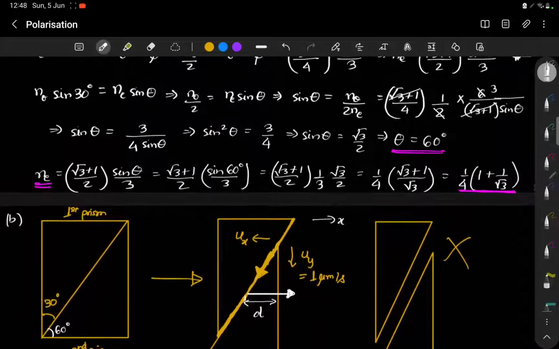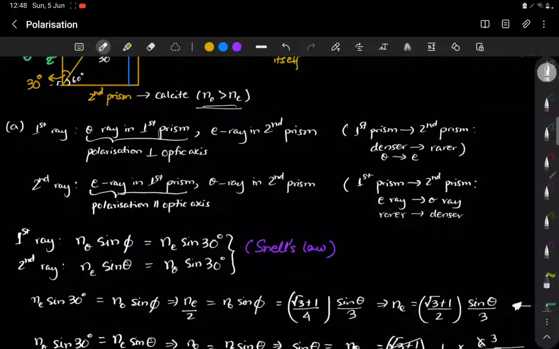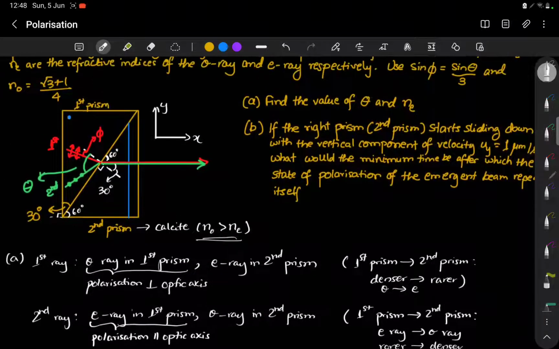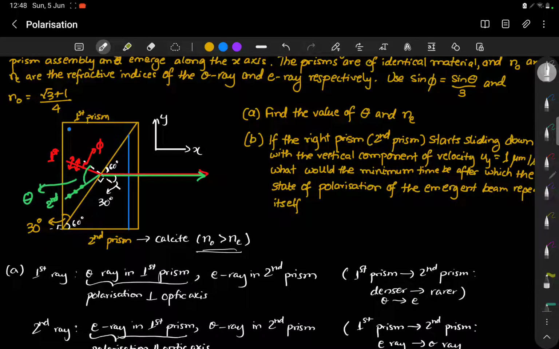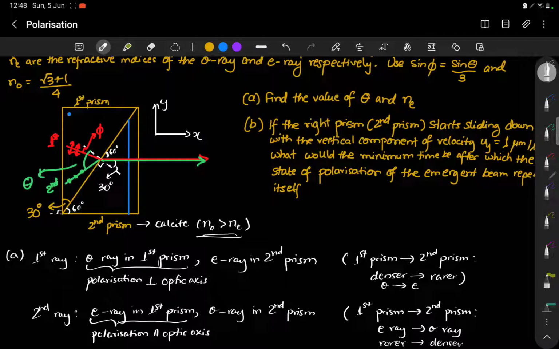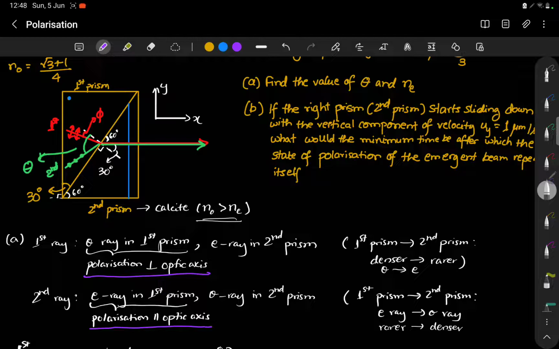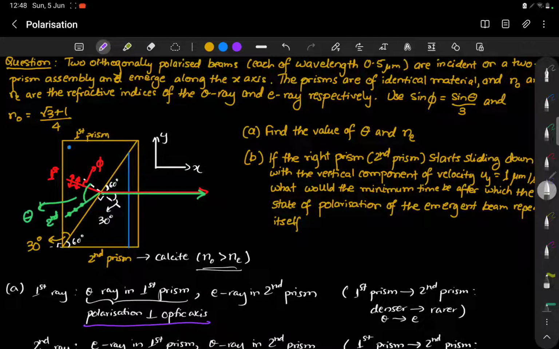In this question, the takeaway was how to deal with ordinary and extraordinary rays in any given scenario. So we had two rays over here, ordinary and extraordinary rays. These two rays were orthogonally polarized, and then we saw whether it will be an O ray in which prism and an E ray in which prism. So when the polarization is perpendicular to the optic axis, then that is O ray, and when polarization is parallel to the optic axis, that would be an E ray. So this completes the question.